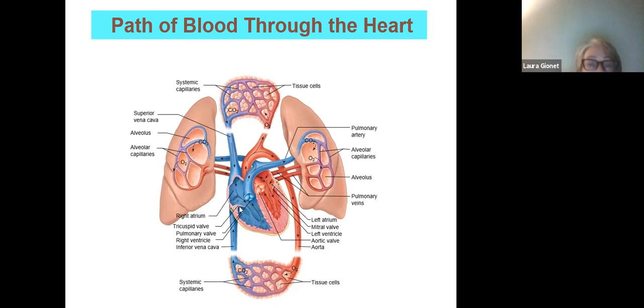All right, deoxygenated blood goes to the right side of the heart, and oxygenated blood returns to the left side of the heart. The two atria should contract in unison and then start to relax, and then the ventricles contract and relax, and that is one cardiac cycle.